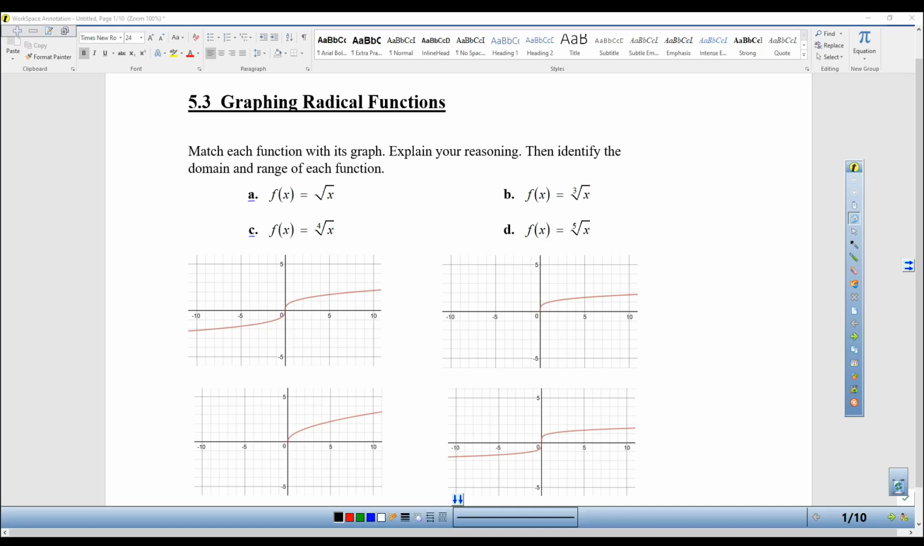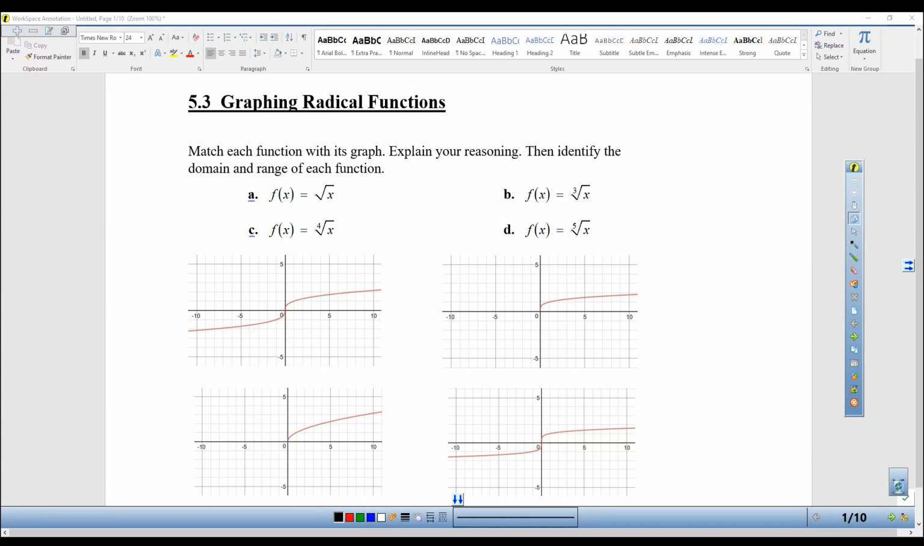Hello, everyone, and welcome to Algebra 2, Section 5.3, which is on graphing radical functions. I have to tell you, if you were in school, I would be teaching very little today. Instead, I'd be making you work it through, figure it out with your groups.